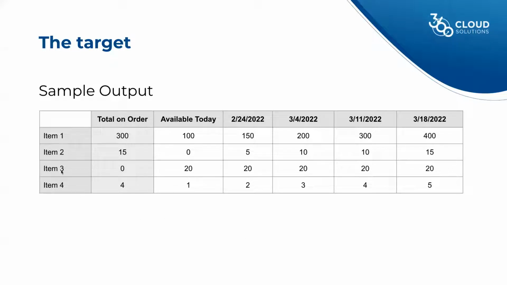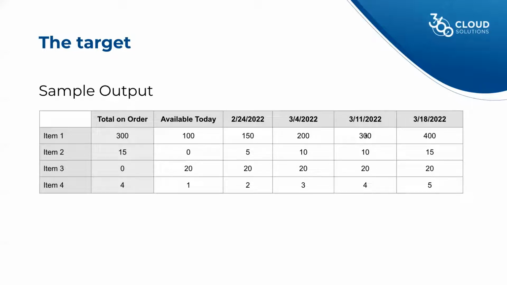The items, of course, are going to be displayed each as a row, and then as time marches across this page, coming from available today, it's only going to increase. Purchase orders can't use up inventory, so they're only going to add to our projected total. We have 300 on order, and that's a combined total of all that you see here. Available today is 100 for item 1, and you can see that on or before 2/24, we're going to get 50 pieces from somewhere.